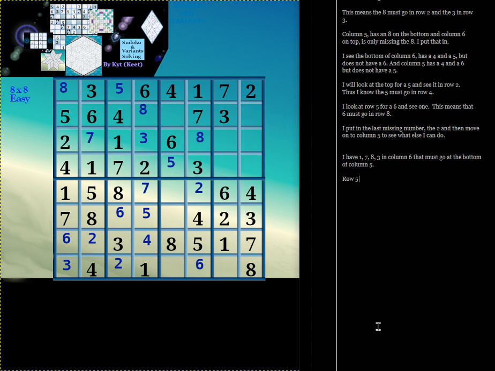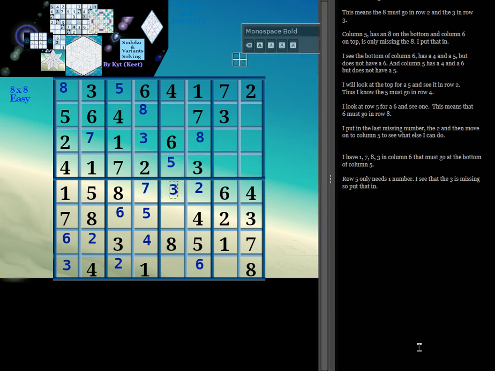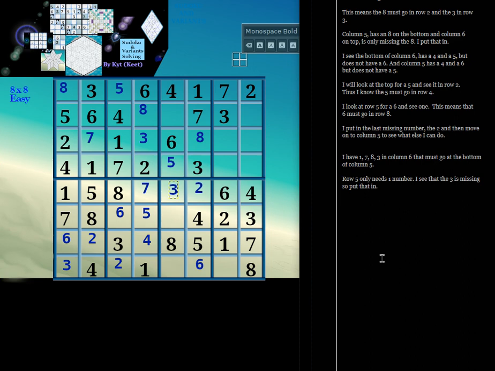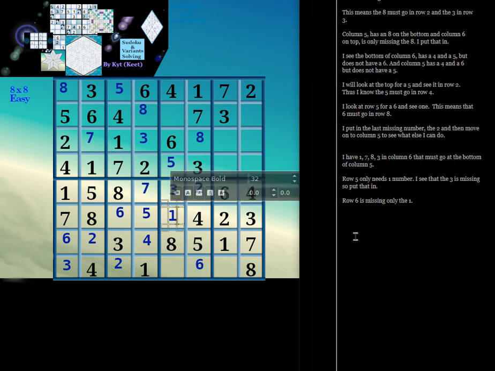Okay, row 5 only needs one number. I see that the 3 is missing, so put that in. Row 6 is missing only the 1. This leaves me with only the 7.